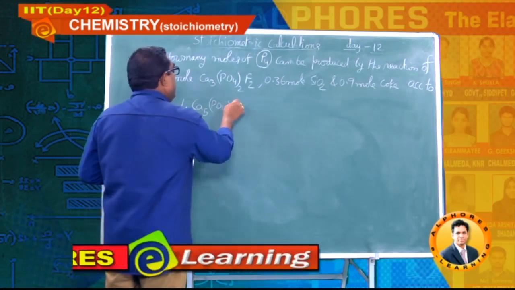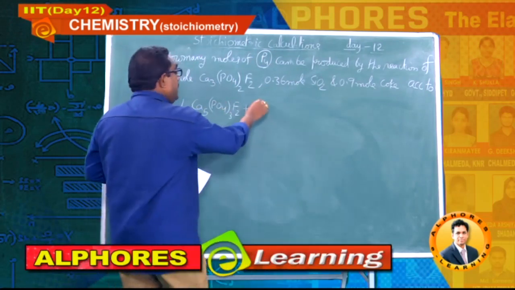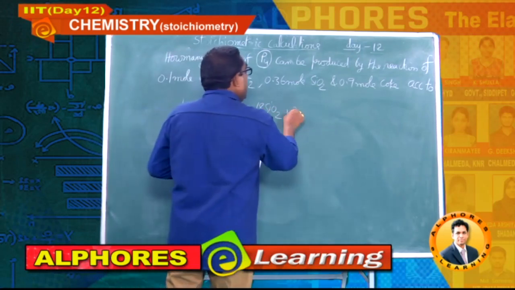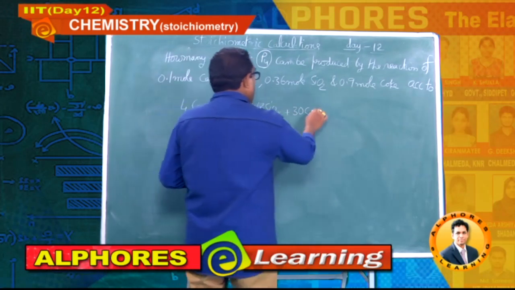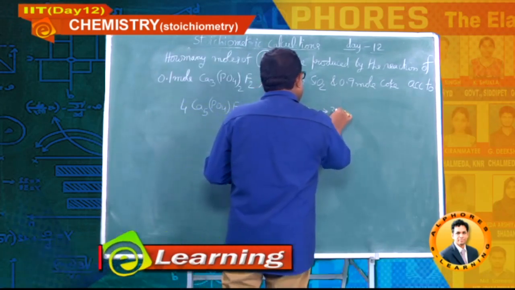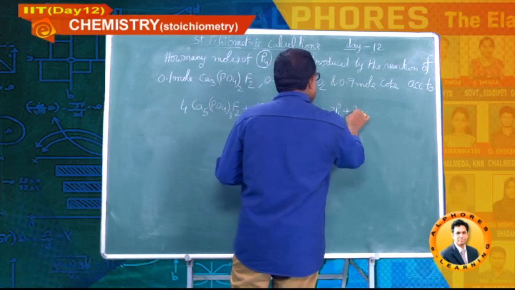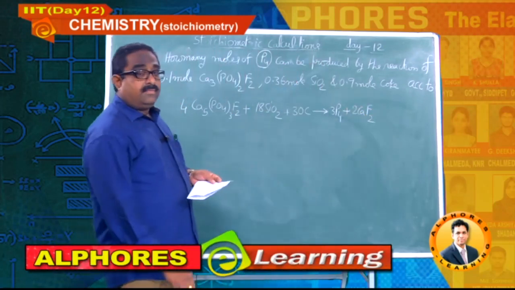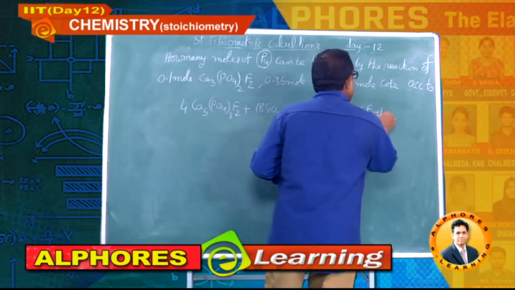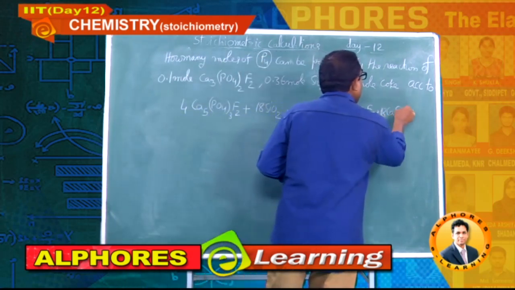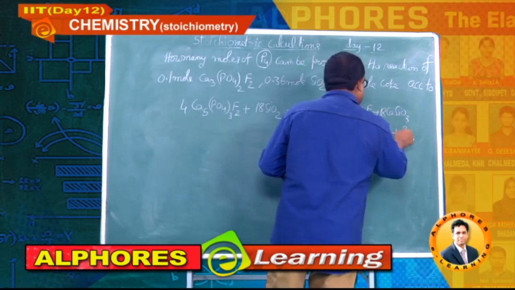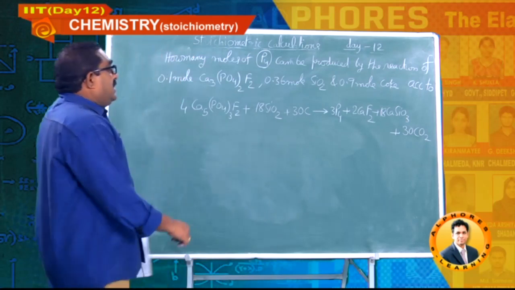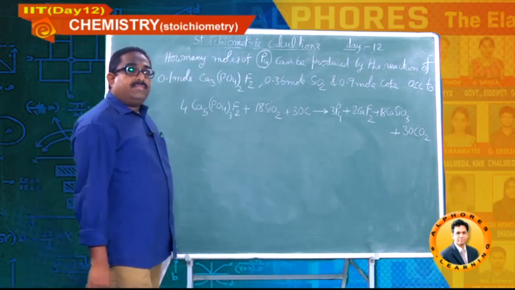4Ca3(PO4)2 plus 18 SiO2 plus 30 C (coke) gives rise to P4 plus 6 CaF2 plus 18 CaSiO3 plus 30 CO. Write it down, students. This is the question given.